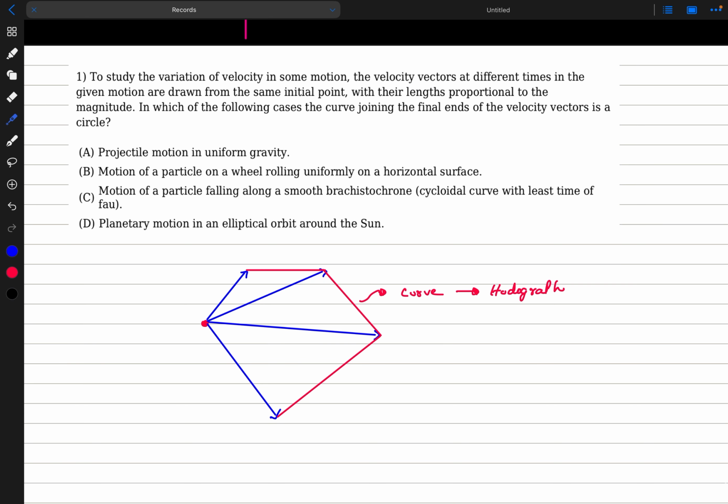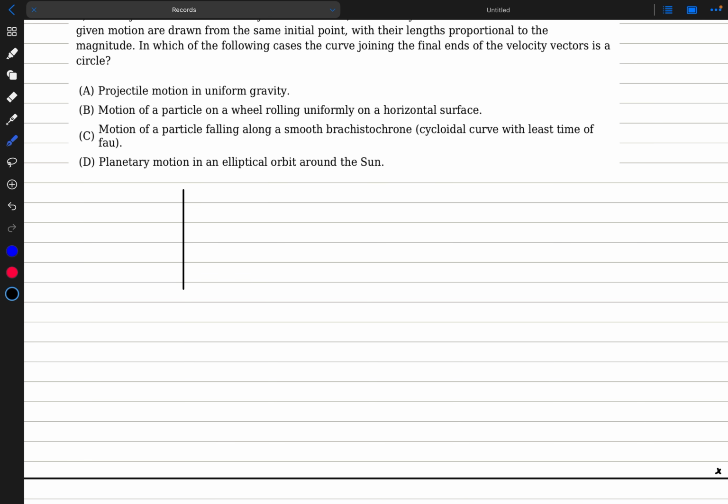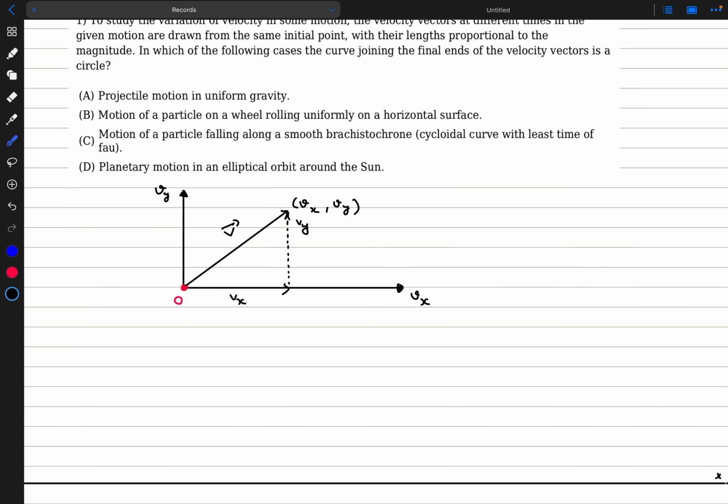It's not mentioned, right? So first let's start by defining an origin, a special point where the tails of the velocity vectors lie. I'm just saying that is the origin of our coordinate system. Now let's draw an arbitrary velocity vector, something like this. Of course I can resolve it into two components, Vx and Vy. So the coordinate of this point is going to be Vx comma Vy. So we are trying to plot the Vy versus Vx curve.